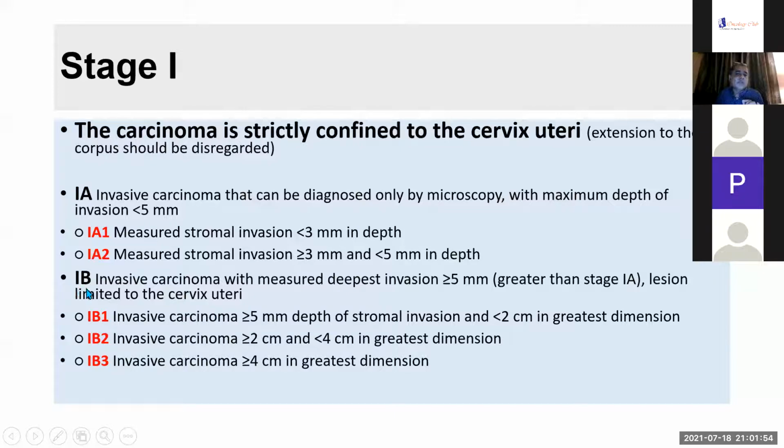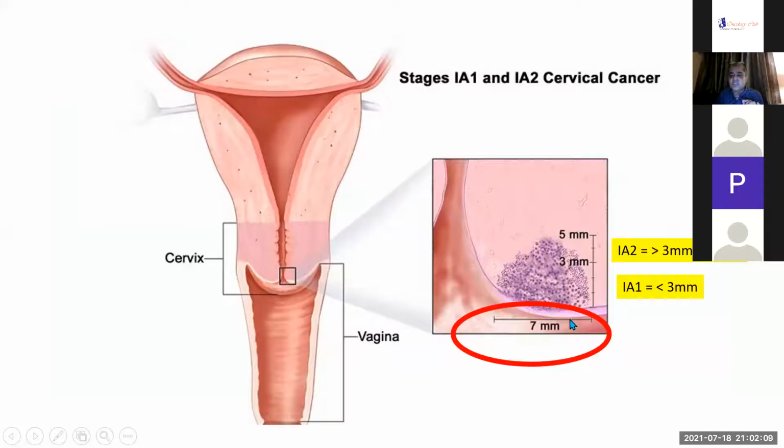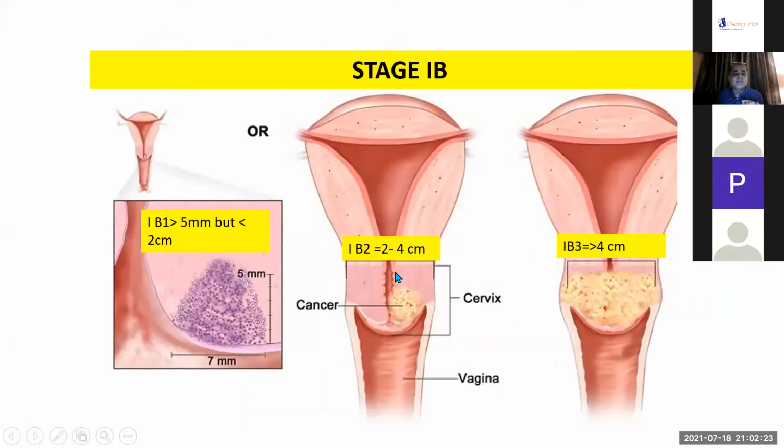Coming to 1B, you have 1B1, 1B2, and 1B3 based on the tumor size of between 5mm and 2 cm, 2 to 4 cm, and more than 4 cm in the greatest dimension. So just a pictorial representation. We no longer use the horizontal extent of the tumor. It is basically based on the depth of invasion by the cancer into the cervical stroma, 3mm and 5mm being the cutoffs here. If you look at 1B, again, pictorial representation to show the 1B1 is between 5mm to 2 cm, 2 to 4 is 1B2, and more than 4 cm is 1B3.